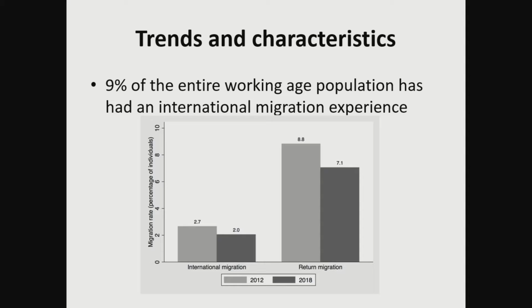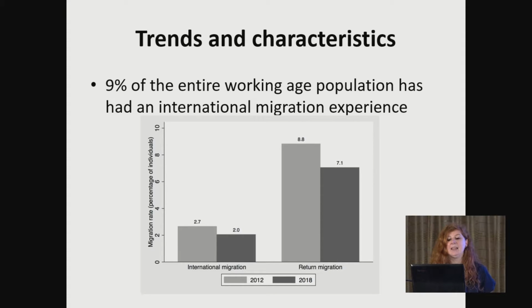Now, we turn to international migration to see what the picture is regarding international migration, and then see how we can link the two. So, in terms of international migration, when we look both at return migration and current international migration, we can see that 9% of the entire working age population has had an international migration experience. And if we compare 2012 and 2018, we can see that there was a slight drop in international migration, either the current one or the returnees, that rates have slightly decreased.